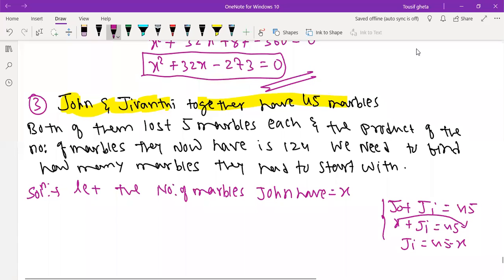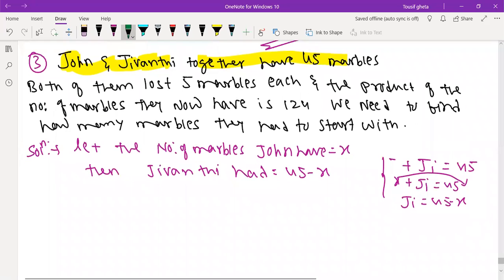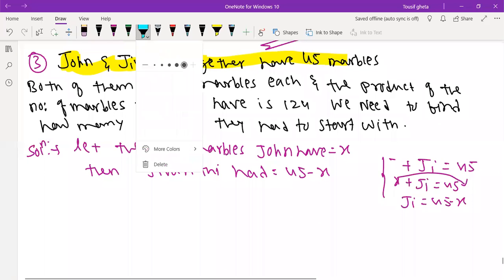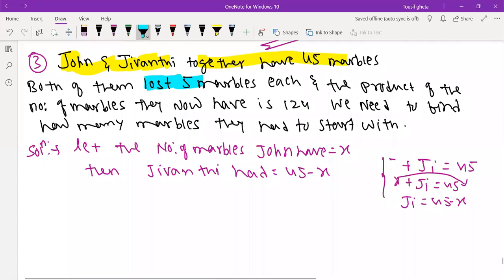So Jeevanti has 45 minus x. John over, Jeevanti over. This concept understood, everyone? John has x, then Jeevanti has 45 minus x. Correct now? Okay. Now what? They will lose 5 marbles. Both of them will lose 5 marbles.